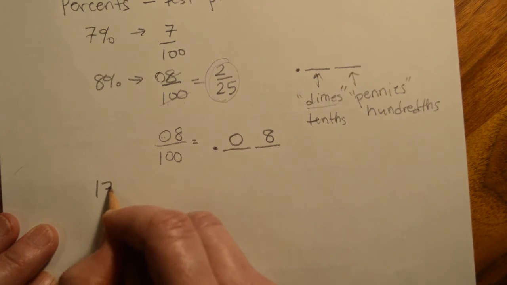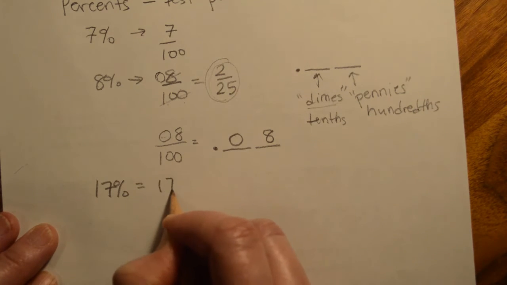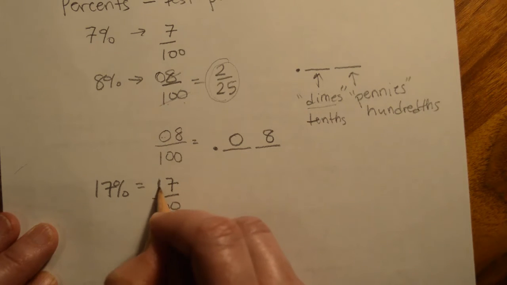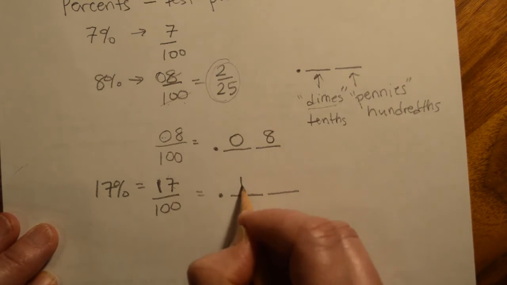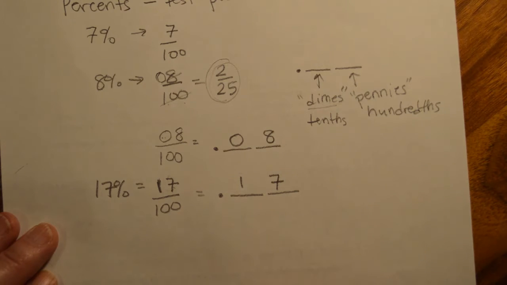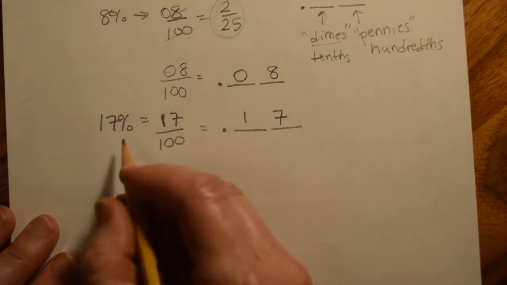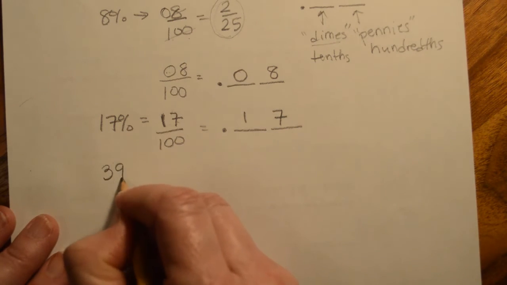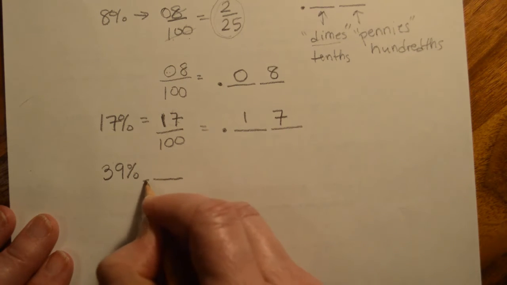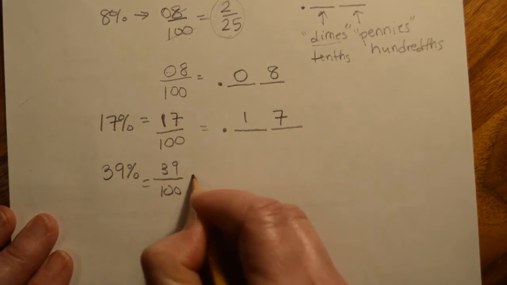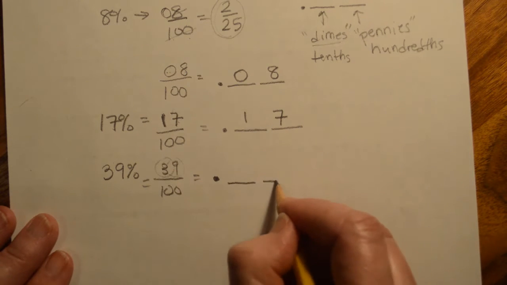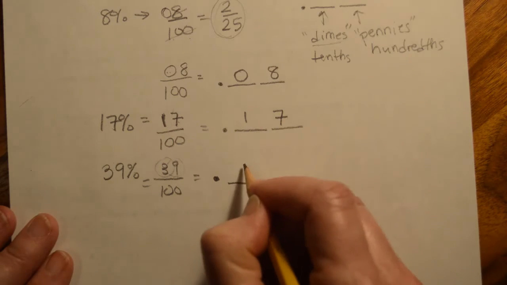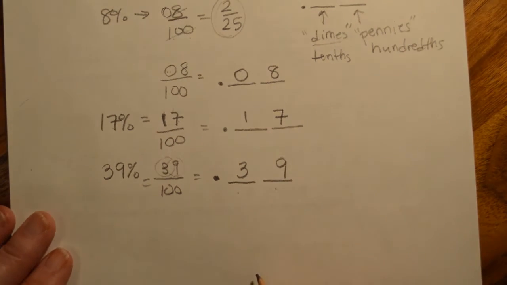Let's say we had 17%. This is 17 out of 100. This is 1 ten and 7 ones. Those tens and ones will translate into the tenths place and the hundredths place. We could write this as 0.17. If we had something like 39%, that's 39 out of 100. Again, this is 9 ones and 3 tens. That translates into the tenths and the hundredths place. This would be 3 and 9 right here.